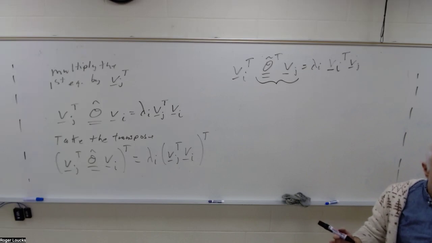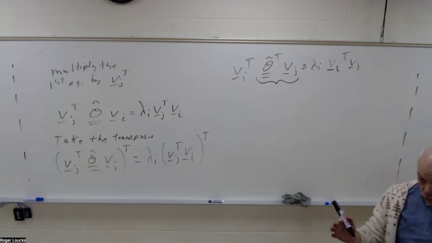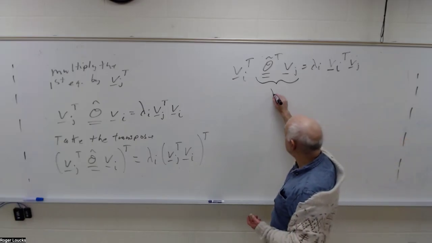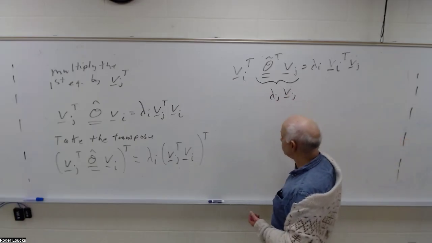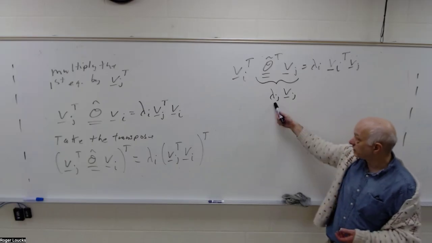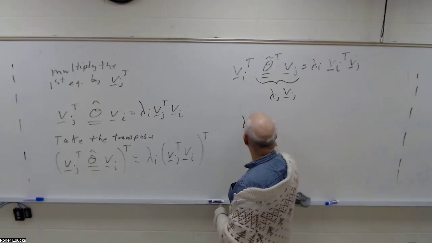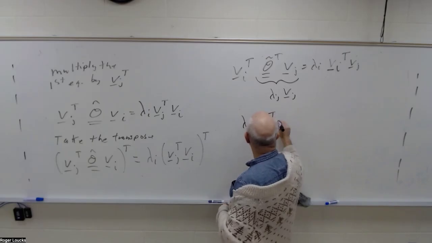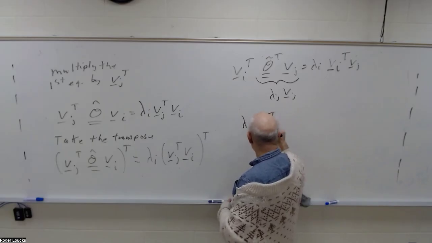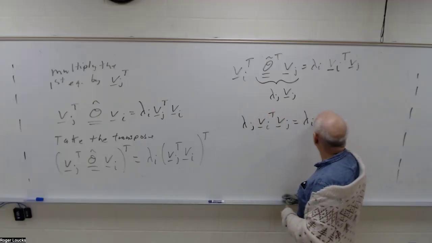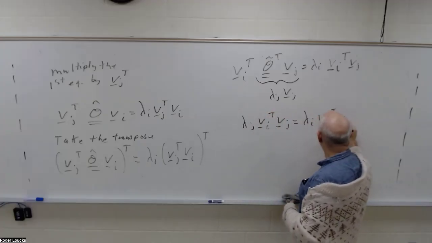V_J is an eigenvector of O with eigenvalue lambda J. So this right here is lambda J, V bar J. This is the constant, so we're going to pull that out. Here this is lambda J, V bar transpose, and V_I transpose V_J. This equals lambda I, V bar I transpose V_J.